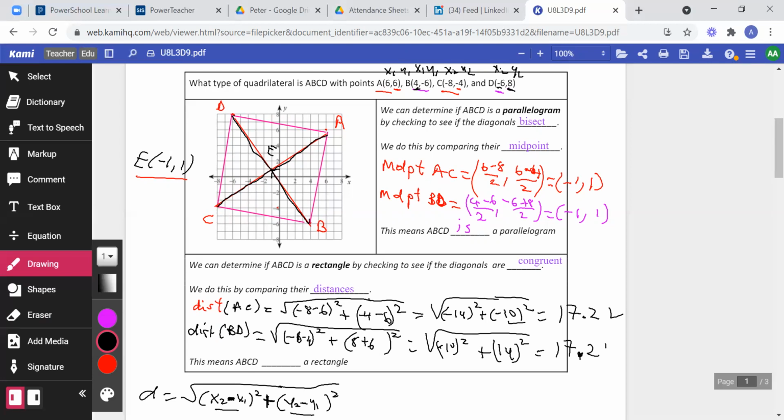17.2. And since the diagonals are the same, then we can say those diagonals are congruent. And when the diagonals are congruent, then this means ABCD is a rectangle.